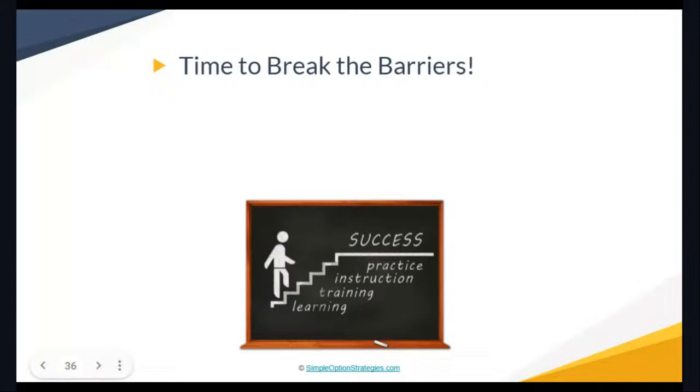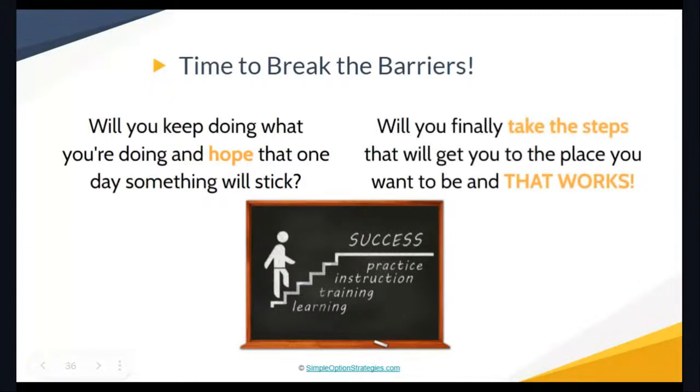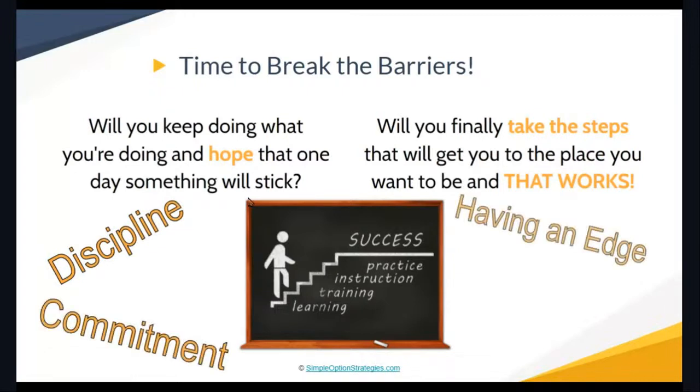All right, so success is learning, training, instruction, practice. That leads to success. And the question is, are you going to keep doing what you're doing and hope that someday things will stick, or are you going to take those steps we talked about: having a trade plan, having the edge, putting the right strategy together, all these things that work, so that you can become that consistent trader? It takes those things, but it also takes discipline, commitment, having an edge or multiple edges in the way of high probability trades, and a no quit attitude.